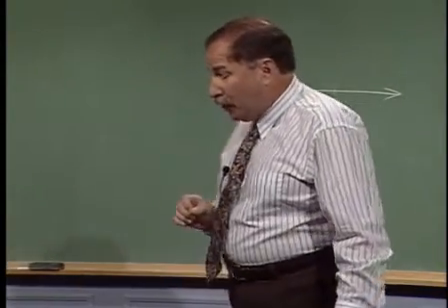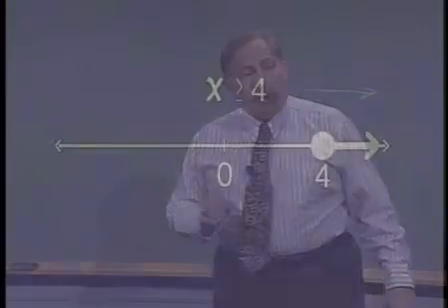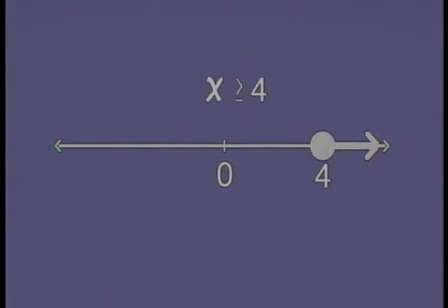Let's take a look at the next visual. This is a graph of the solution to our second problem. x is greater than or equal to 4. Notice two things. The arrow goes to the right because it's greater than, and the circle is colored in, which means it includes the number 4. x is greater than or equal to 4.